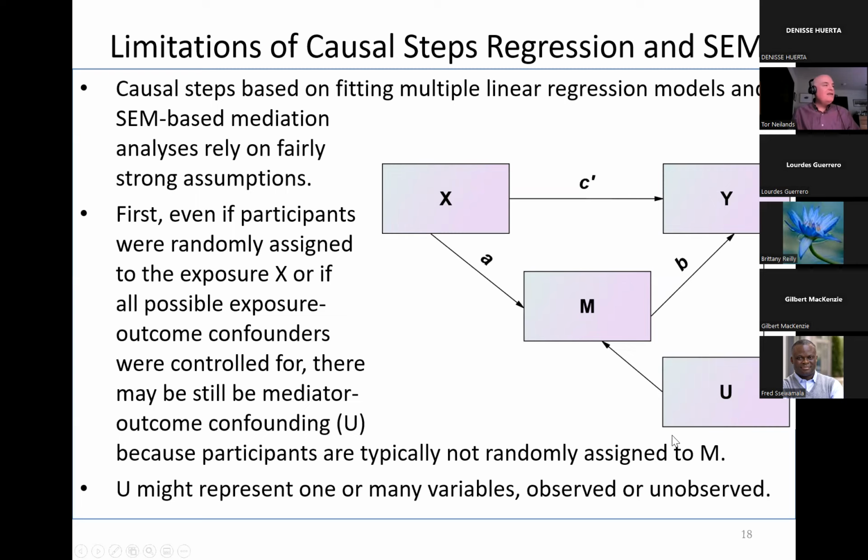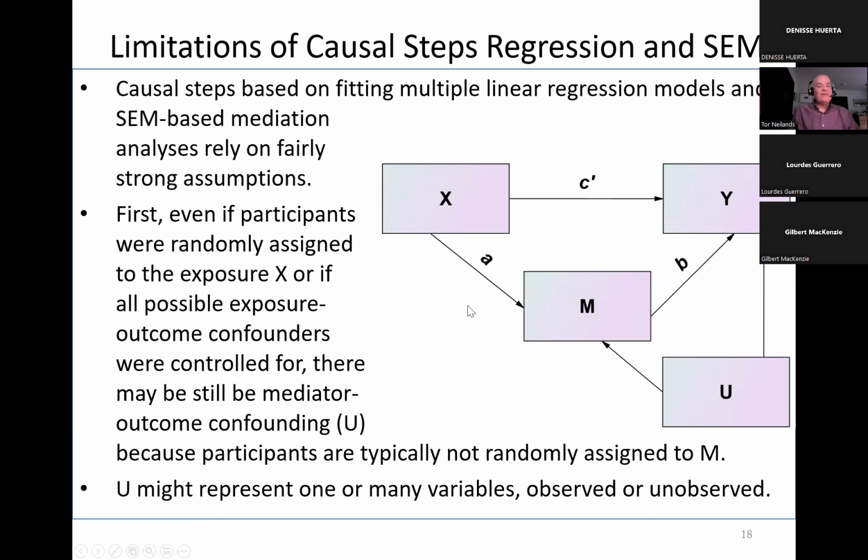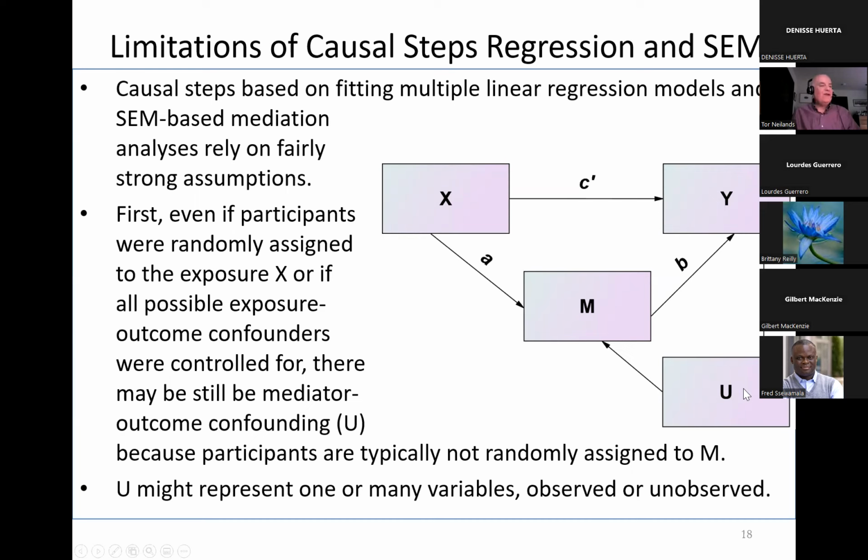And one of those is that even if the participants, as in the last example, were randomly assigned to the exposure X, or if all exposure-outcome confounders were controlled for, there might still be mediator-outcome confounding. I've included that here as a box U, and U influences M and U influences Y. That happens because we can't typically randomly assign people to levels of the mediator M. So there could be other things floating out here that affect M and Y, and thereby affect the M to Y estimates. And as I say down here at the bottom, U might represent one or many variables, observed or unobserved.